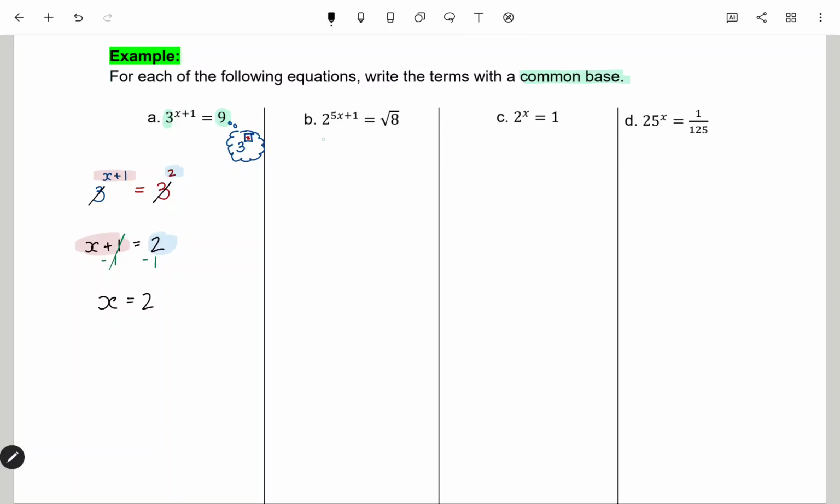So again, looking at b here, we can see we have 2 to the power of 5x plus 1 equals the square root of 8. Again, this left-hand side is already as small as it can be. Nothing we can do to it, so we're going to just write it down.